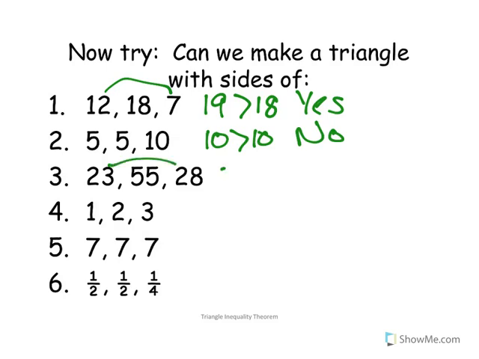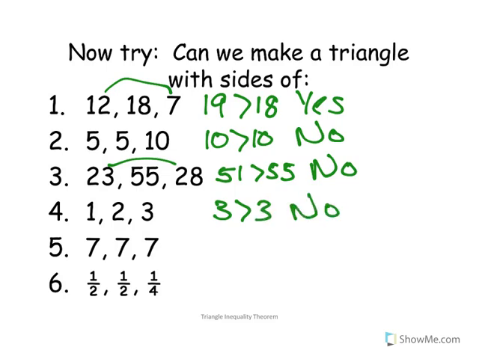23 plus 28 is 51. Is 51 greater than 55? That obviously is going to be a no. All right, 1 plus 2 is 3. Is 3 greater than 3? That also is going to be a no.